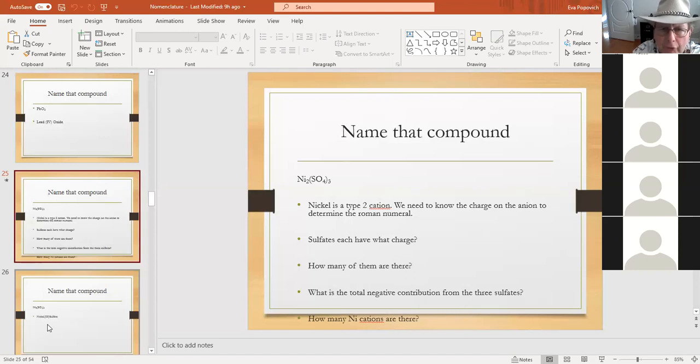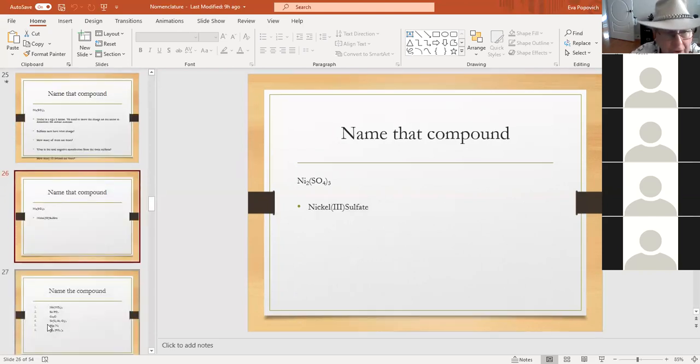Needs a Roman numeral. So SO4 is a -2 charge. How many of them do I have? You have 3 SO4s. So what's the total negative charge? -6. That balances with a positive 6. How many nickels is that distributed amongst? 2. So what's the charge on each nickel? It should be nickel 3. Okay, so name the compound. Nickel 3 sulfate. There you go.